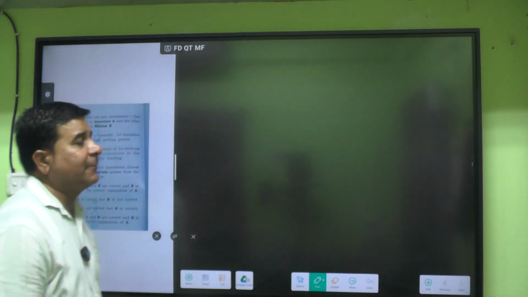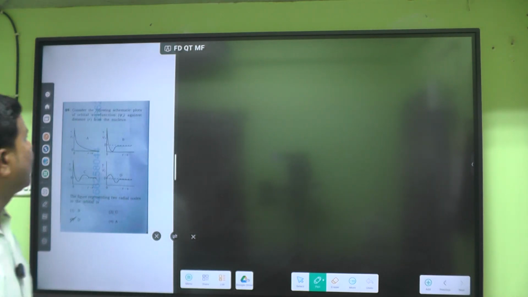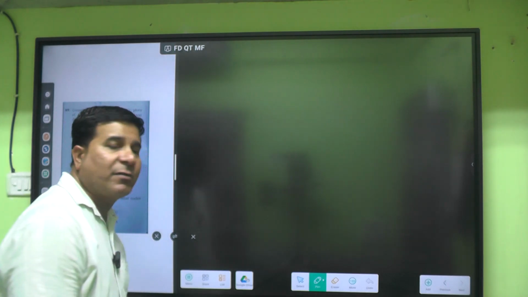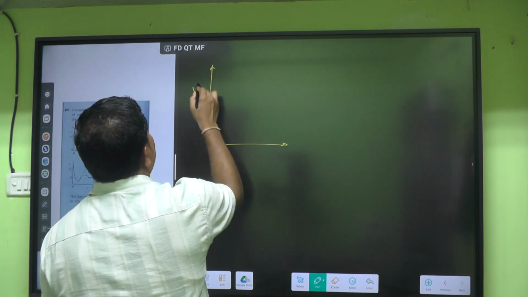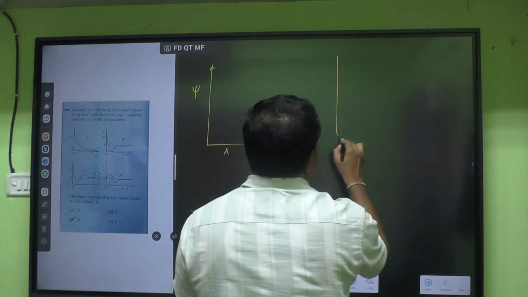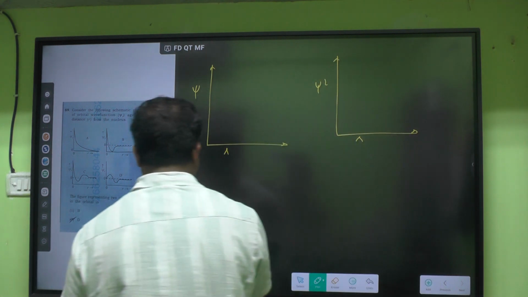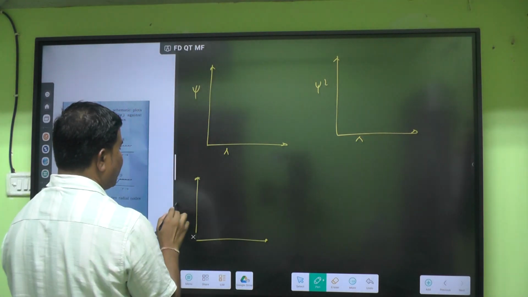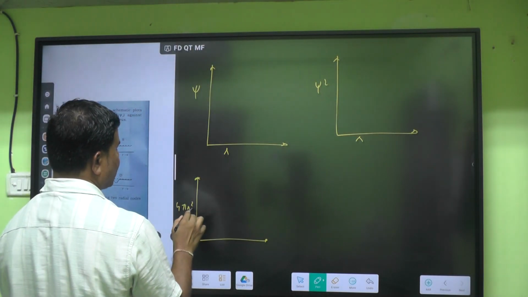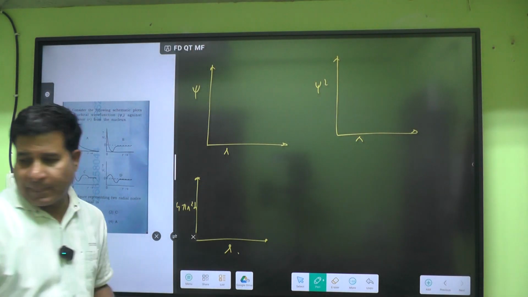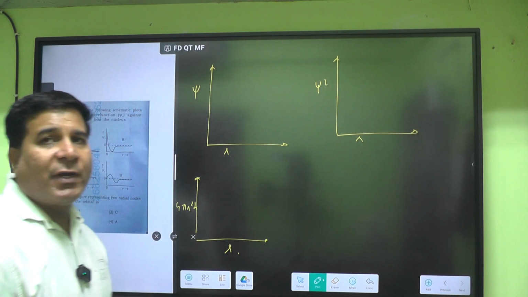Next question is given here. Consider the following plots of orbital function against distance from the nucleus. Remember, we have 3 types of graphs. First graph is psi versus r. Second graph is psi square versus r, and the third graph is radial probability density, 4 pi r square psi square, that is 4 pi r square dr versus r. Understood everyone?